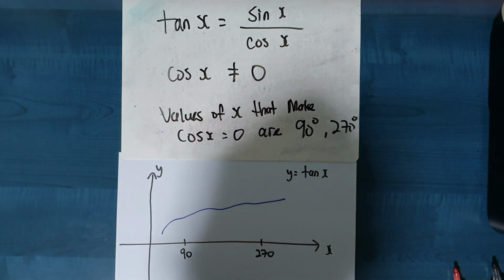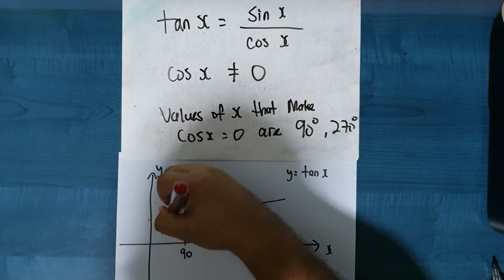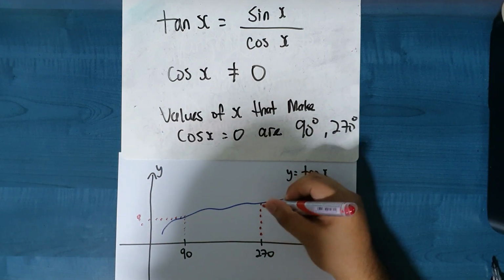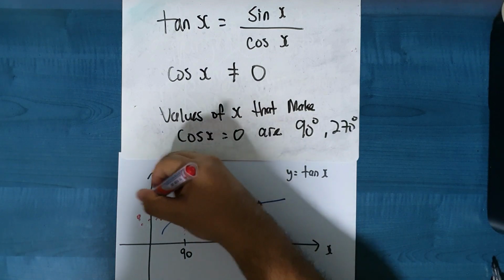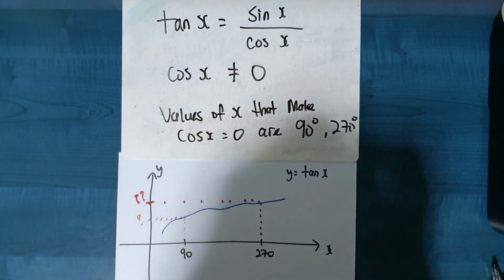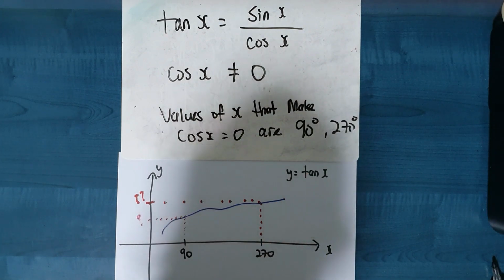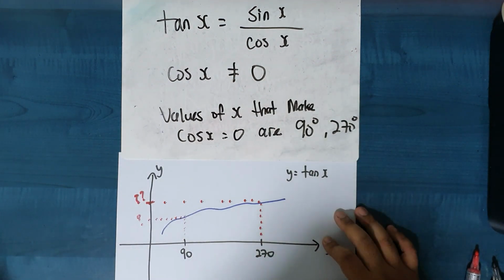Can this be a possible tangent graph? The answer is no. Simply because when x is 90, there is a y value. And when x is 270, there is also a y value. But we wanted the graph to not have a y value for these two values of x. So how do we actually draw such a graph?